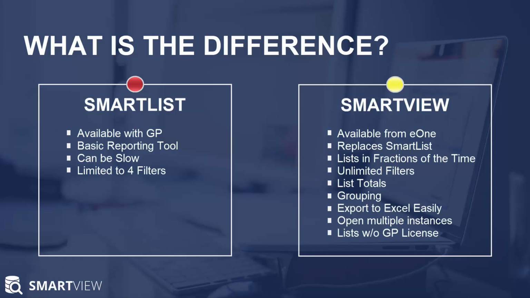SmartView will allow you to have more than one instance open at the same time so that you can compare multiple lists against each other. And SmartView also has an option that works outside of GP. So if you have users that have a user license solely to run SmartLists, we can actually take them outside of GP, not have a GP user license in play, and they can still get access to those lists.